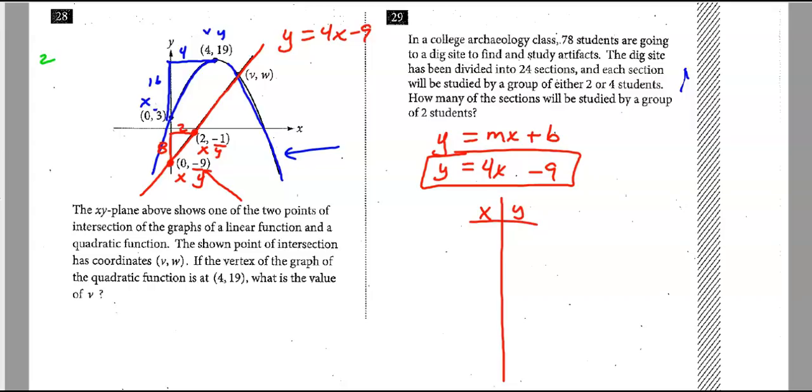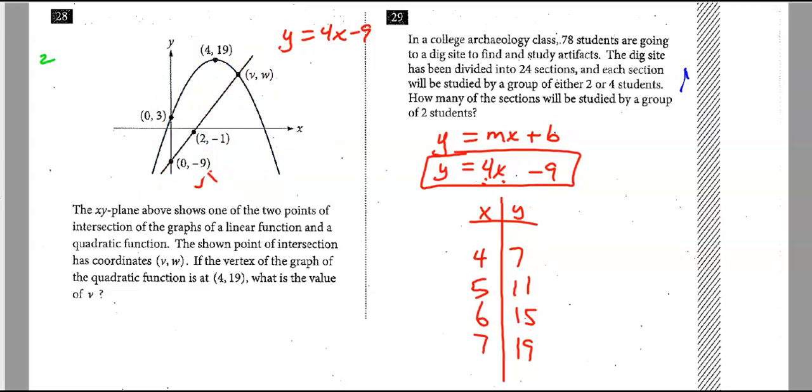It looks like the action is happening up in here, so we know it's going to be further than 4 on the x-axis. If I put 4 in for x, 4 times 4 is 16, take away 9 is 7. If we go 5, 4 times 5 is 20, take away 9 is 11. If we go 6, 4 times 6 is 24, take away 9 is 15. And one more: 7, 4 times 7 is 28, take away 9 is 19. So I have some ideas now of what's going on here.